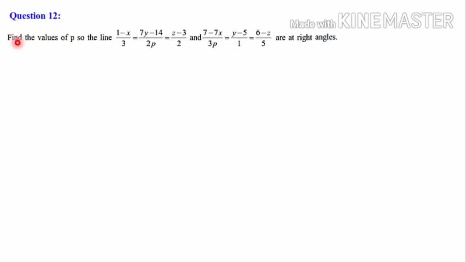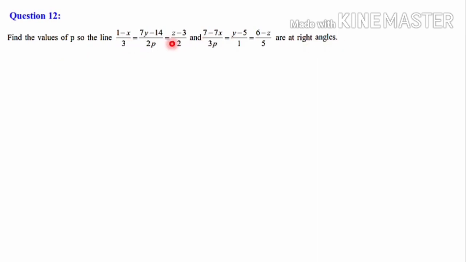Move on to question number 12. The question is: find the values of p so that the lines (1 − x)/3 = (7y − 14)/(2p) = (z − 3)/2 and (7 − 7x)/(3p) = (y − 5)/1 = (6 − z)/5 are at right angles. Here we have to find the value of p. Two equations are given. The condition is that they are at right angles.